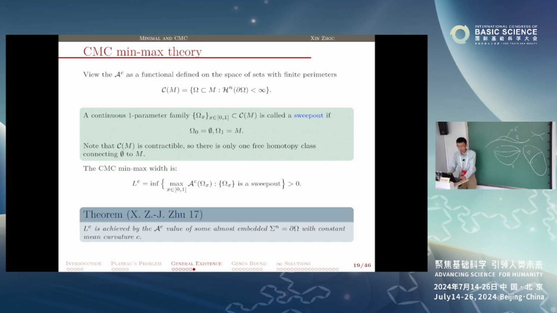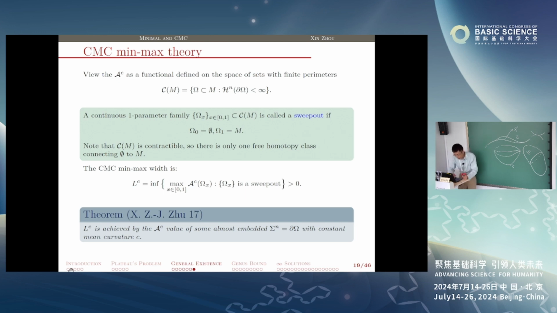These are about the general existence. Let me summarize that in any closed manifold, we are able to find a closed minimal hypersurface by Almgren-Pitts, and we're also able to find a closed CMC surface of any prescribed mean curvature by my work with Jonathan. And we were also able to find closed CMC surfaces bounding any given volume.